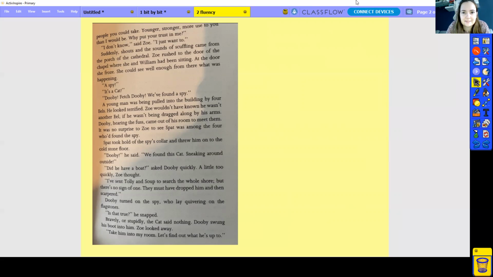Scarpered means, sorry, postman again. Scarpered means to run away.